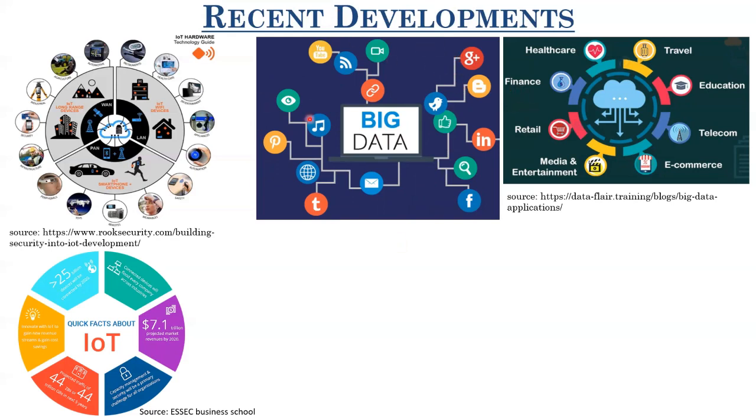So what are the major sources of this big data? It's coming from the healthcare sector, travel sector, education sector, telecom sector, e-commerce sector, media and entertainment, retail, finance. So these are some of the sectors generating a huge amount of data. Now this huge amount of data needs to be stored somewhere. It needs to be processed.